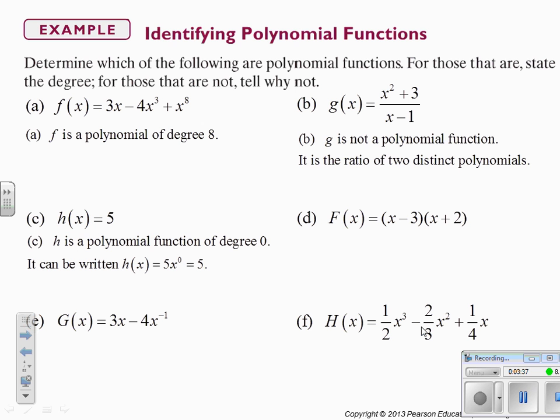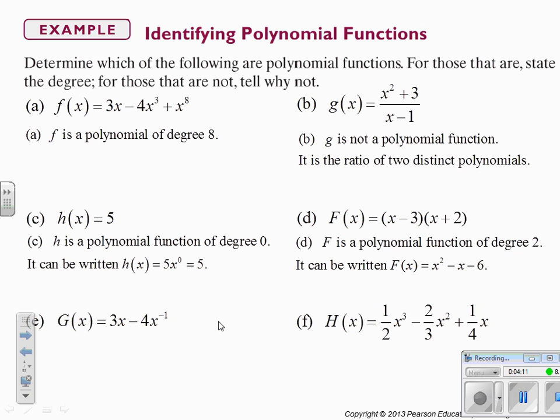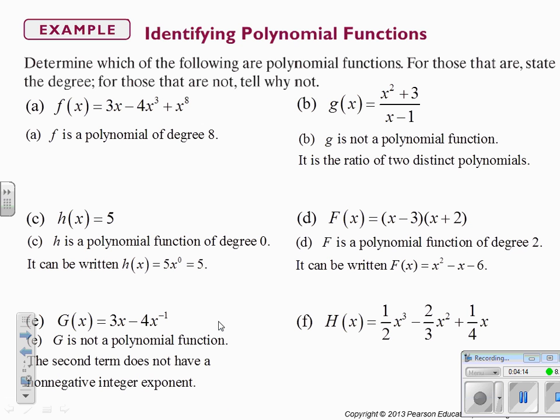All right, what do we think about f of x equals x minus 3 times x plus 2? Do we have non-negative integer exponents? Yeah, if we FOIL that out, it would definitely be a polynomial function. And it would have degree 2 because my x times x gives us an x squared. G of x is not a polynomial because 4x to the negative 1 doesn't have a non-negative integer exponent.